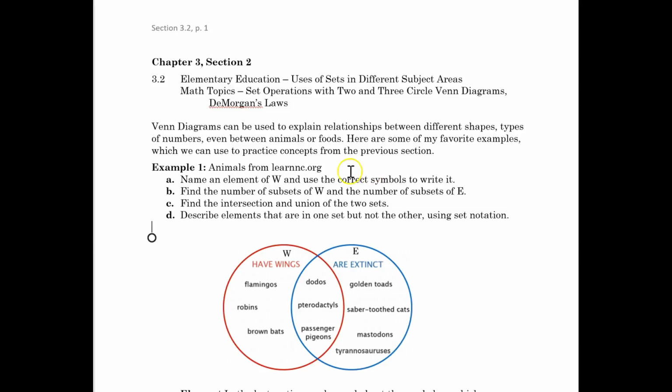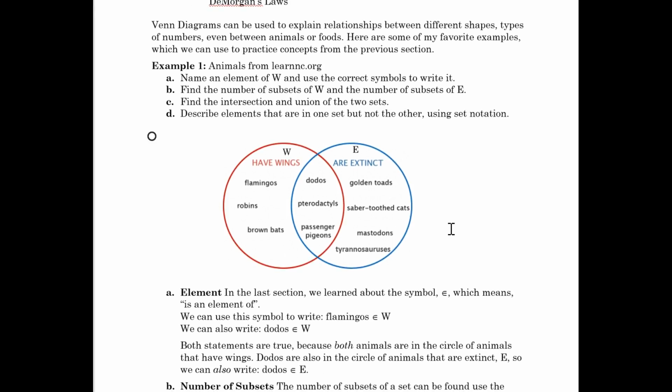So let's go to the first question. Name an element of W and use the correct symbol to write it. So W is have wings, and it's this whole set here. So you have to remind yourself from the previous section of how you're going to write that. To write is an element of, we would use this funny E, and you can see flamingos is an element of W. By the way, dodos is also an element of W. W is this whole set right here outlined in red.